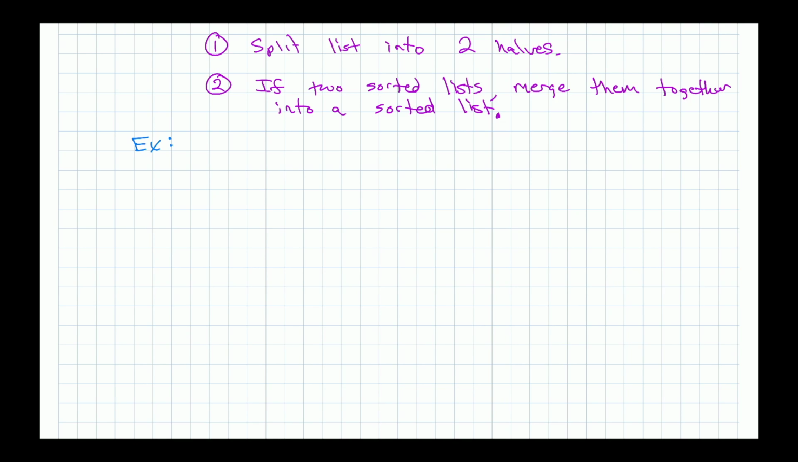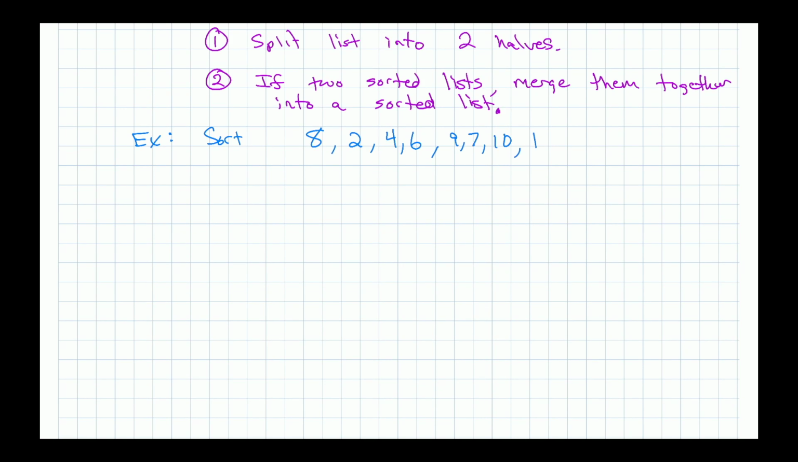So I'm going to show you how it looks before we actually get to code or an algorithm. So here's a list that we're going to sort. For example, 8, 2, 4, 6, 9, 7, 10, 1. This is in the book, but they actually have a list with 10 things, and I'm doing a list with 8 things, just to make it easier for me to show you.